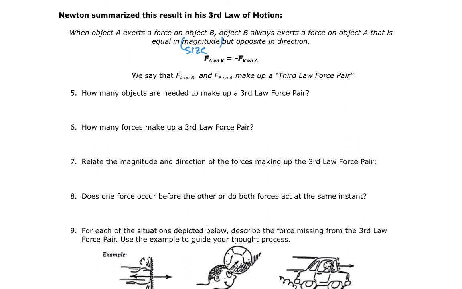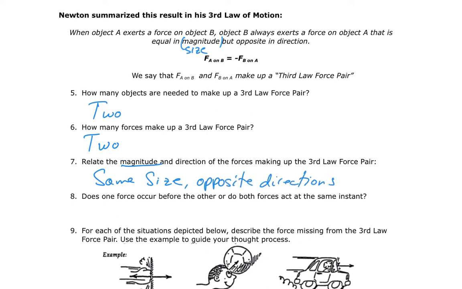Okay, so how many objects are needed to make up a third law force pair? You need exactly two. Not one, not three. It has to be two. So whenever you're thinking about third law force pairs, think of what are the two objects that are interacting, okay? How many forces make up a third law force pair? Again, exactly two. No more, no less. There has to be a force from A on B, and there has to be a force from B on A, okay? We know that the magnitude, or the size, will be the same. They have to be. They're just in opposite directions, okay? So one might be pushing to the left, one might be pushing to the right, okay?